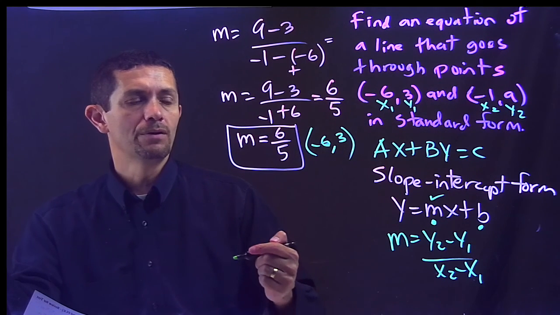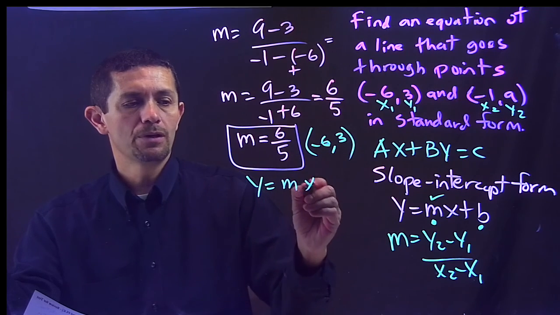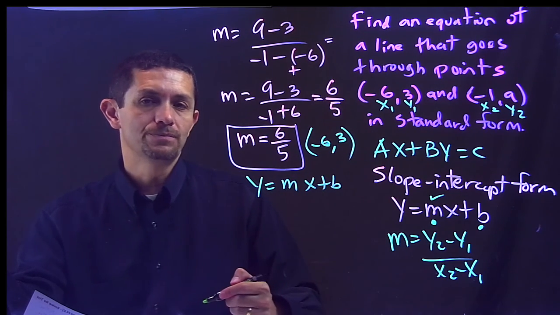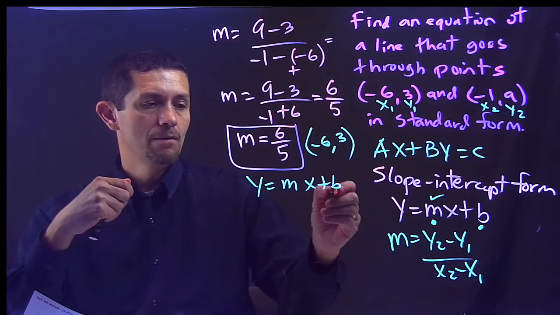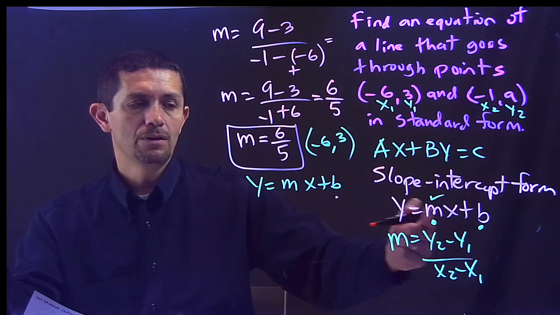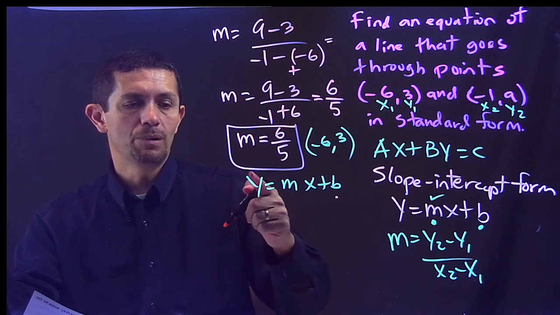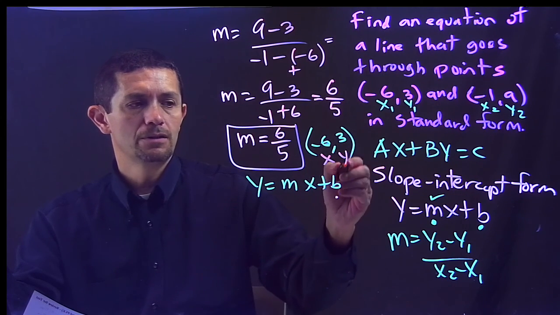Why my ordered pair? Because I'm going to replace this information in my slope-intercept equation. Remember, I'm looking for b. That's what I want right now. To find b, I'm going to replace the y, the m, and the x. So this is x, and this is y.